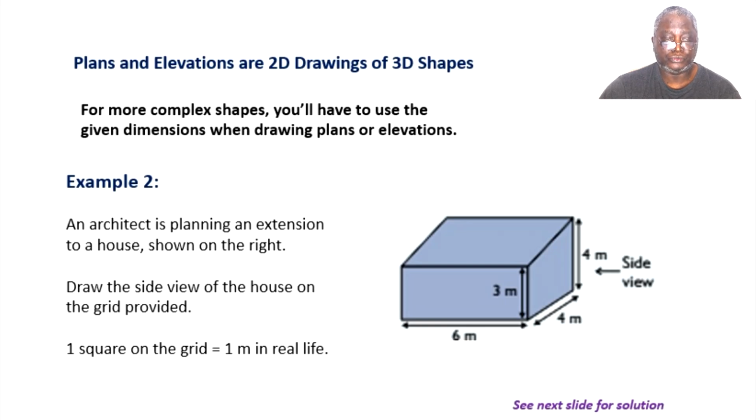Example 2. An architect is planning an extension to a house shown on the right. Draw the side view of the house on the grid provided. 1 square on the grid is equal to 1 meter in real life. And if you see the drawing there, you can see the dimensions. 6 meters wide, 3 meters high, and 4 meters deep. In the front and the back is 4 meters high. And this is the side view of the house.